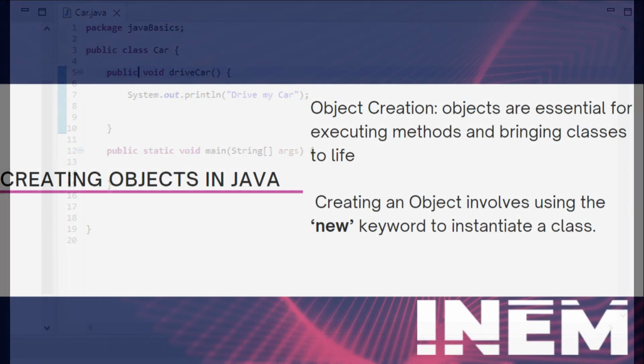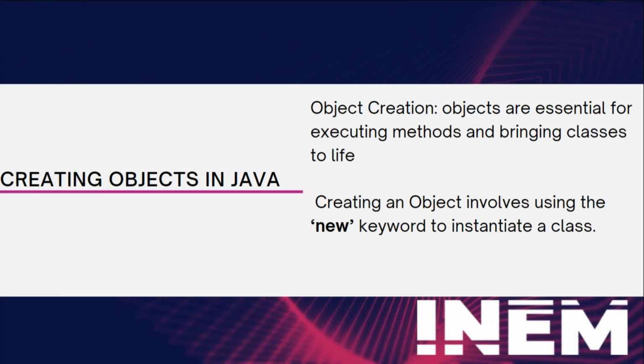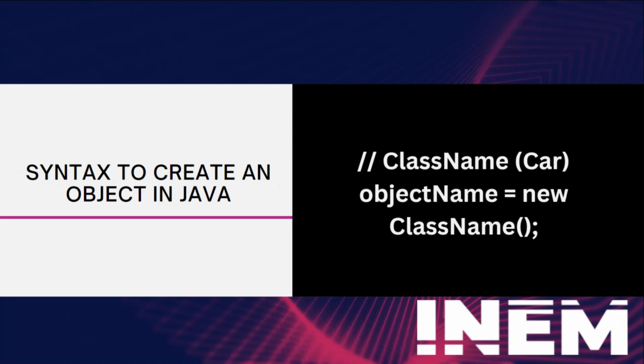To execute the methods in our car class, we need to create an object. Without an object, these methods remain dormant. Let's explore the process of creating an object, and remember to follow the camel case naming convention. Here's the syntax. Class name, car, object name of your choice, is equal to new class name.